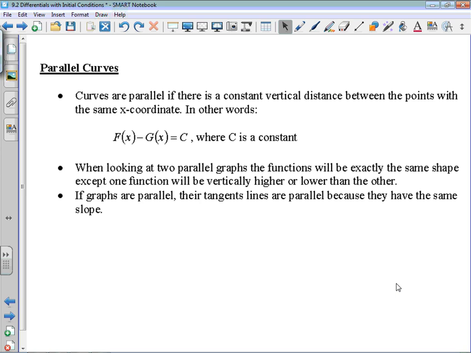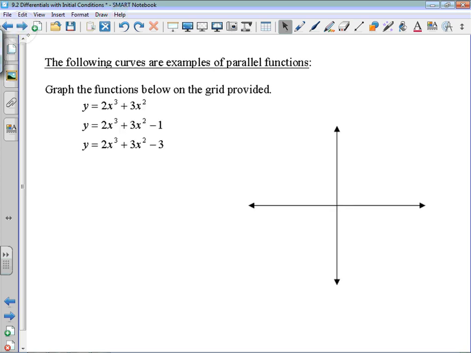So if we took a function and subtracted the other function, we would always get 2, or we would always get 3, or some constant value. And they demonstrate this by graphing 3 different functions. I'm not going to belabor how you would get these graphs too much. You could certainly use your calculator for this, but I am going to draw them one after the other. So in black right here, I'm going to have my y is equal to 2x cubed plus 3x squared.